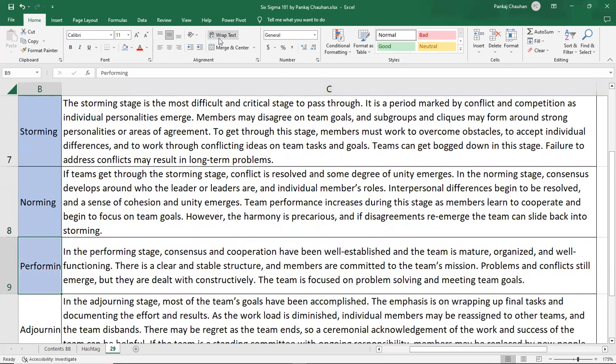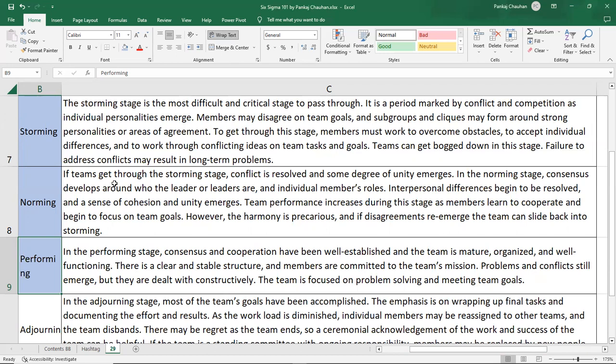Performing is when the team has normalized and starts performing. So in the performing stage, consensus and cooperation have been well established, and the team is mature, organized, and well functioning. There is a very clear, stable structure. Members are committed to the team mission. Problems and conflicts still emerge, but they are dealt with constructively. The team is focused on problem solving and meeting goals.